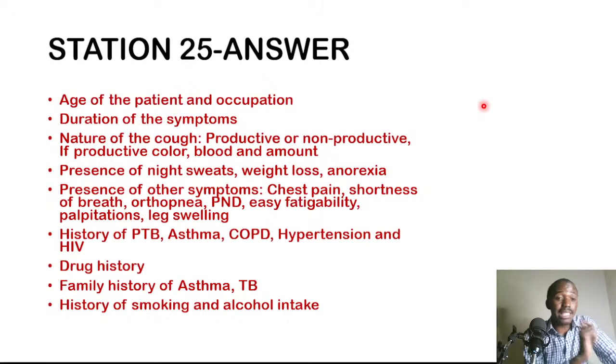Then of course, ask for a history of TB, because this could be TB. Asthma, this could be asthma. COPD, it could be COPD. Hypertension, there's something that's known as cardiac asthma. I want you to look up cardiac asthma and what it is. Then drug history, family history of asthma as well, TB, as well as the history of smoking and alcohol.